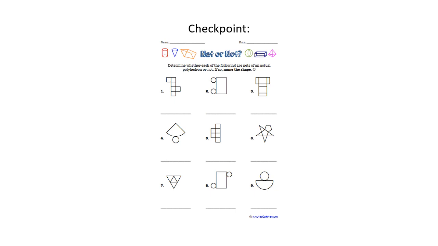So for your checkpoint, here's 9 nets. There you go. See if they make a shape or not. And then if they do make a shape, is that shape a polyhedron? Is it not? Does it not make a shape? If it doesn't make a shape, why doesn't it make a shape? So I'll let you sort of look at these 9 nets and see what happens with them.